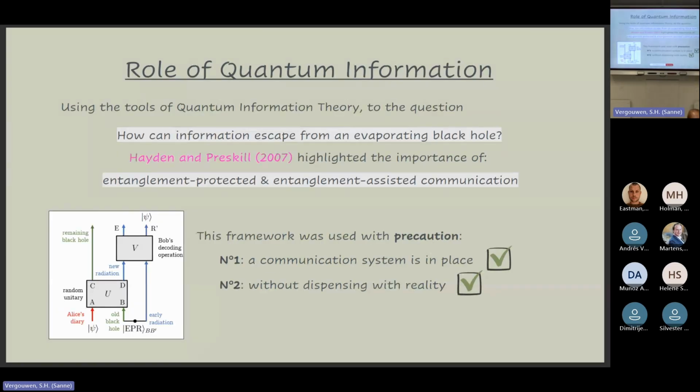Okay, so to the question, how can information escape from an evaporating black hole? Eden and Press could use the tools of quantum information theory to highlight the importance of entanglement in two ways: to protect the information and to help its transmission. And I want you to notice that this framework was used with precaution, because a communication system was in place. It was the black hole between Alice and Bob, acting as a quantum erasure channel. And also we didn't dispense with reality, because this is at the end just a model of a black hole, a model of a target that is supposed to be there in the world.